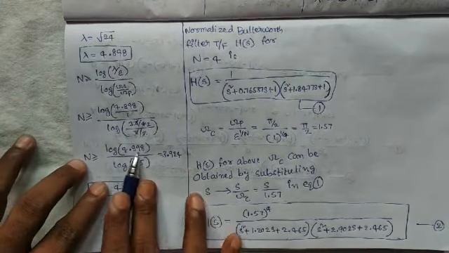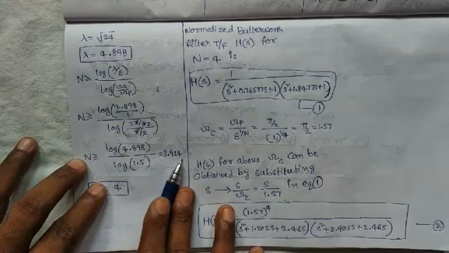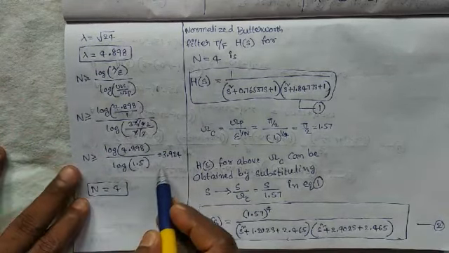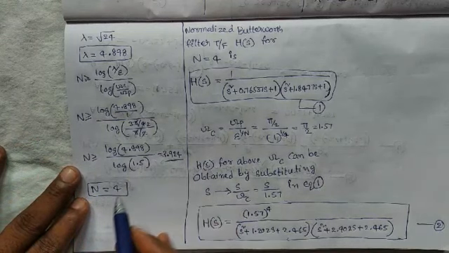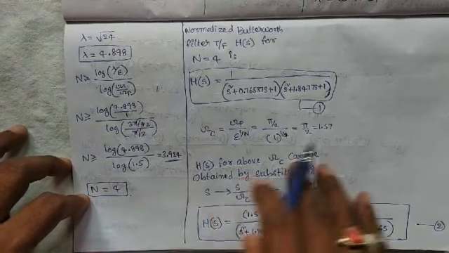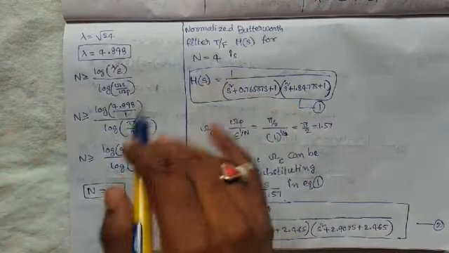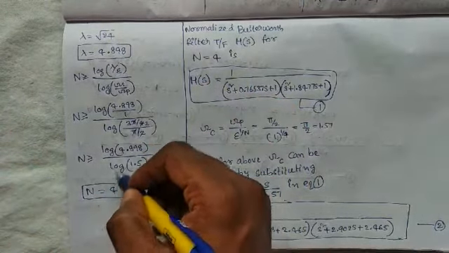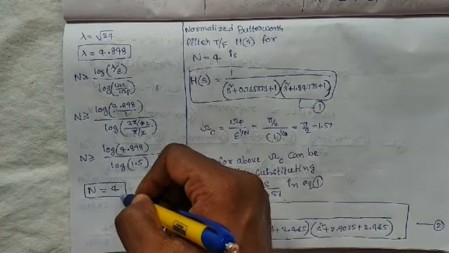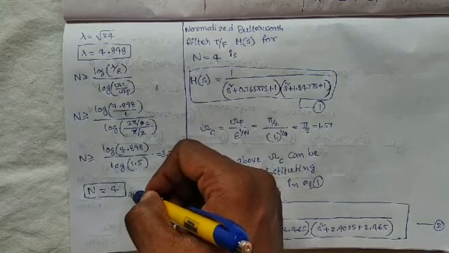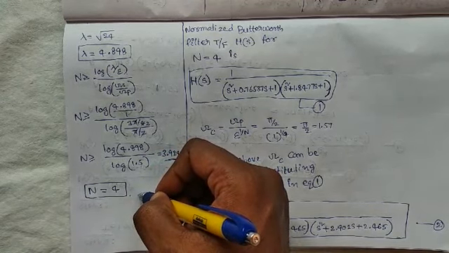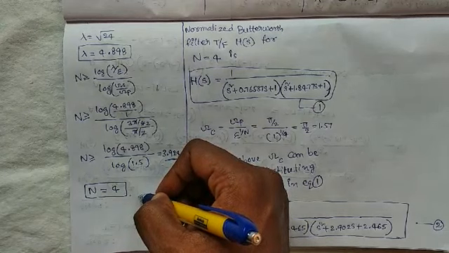Here this value is equal to 3.924. Here n is an integer value, so we are rounding this value to the next integer. Here n is equal to 4. Now we are obtaining the normalized Butterworth filter transfer function. This is the first step to design the analog Butterworth filter.